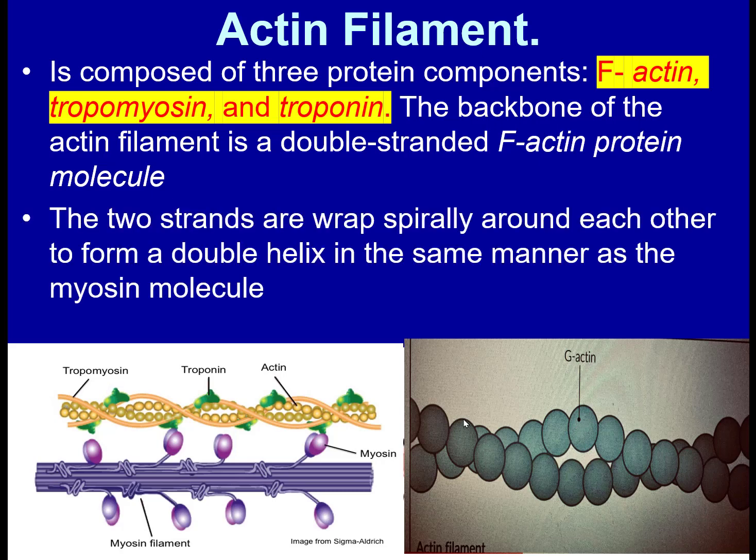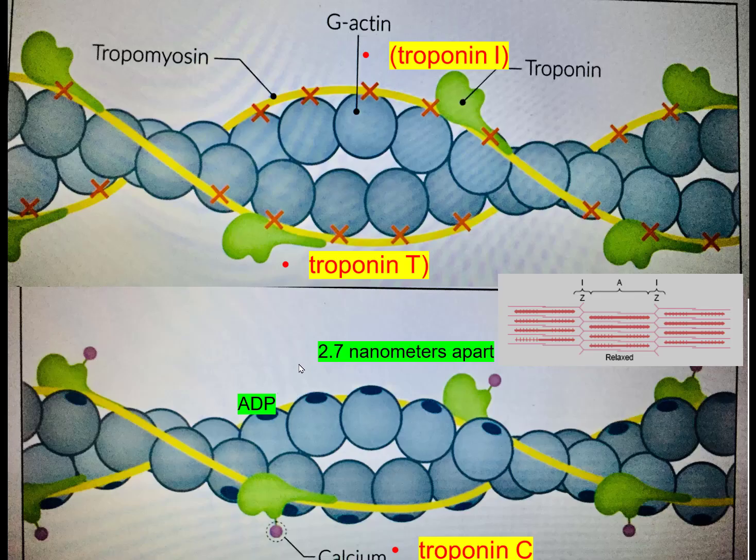The two strands walk spirally around each other to form a double helix, in the same manner as the myosin molecule, which also winds spirally. In this picture you can see the actin molecule and actin filament, and these globular portions are the main structure of the actin filament. They are globular proteins, that's why they are called G-actin or globular actin.